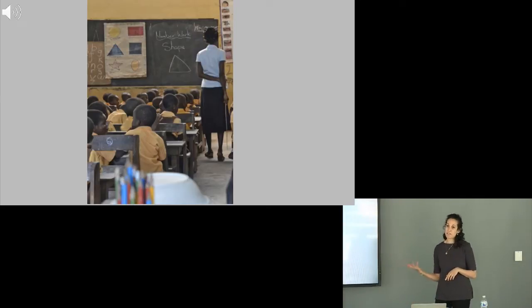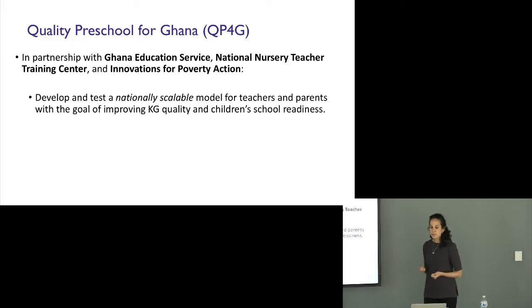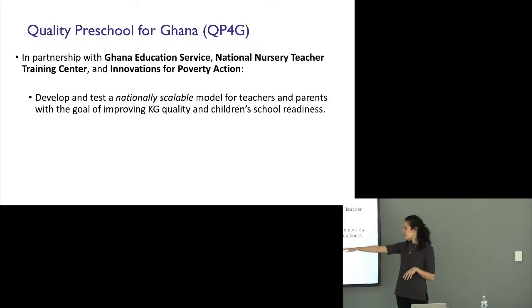So the government had a different vision for the kindergarten sector, and that's where we came in to work with them. We partnered with the Ghana Education Service, the National Nursery Teacher Training Center, which I mentioned is one of the main places in Ghana you would go if you wanted to get training in early childhood education, and Innovations for Poverty Action. We wanted to help them with their 2 key priorities: to develop a model for teachers and also for parents, to raise parental awareness around these new methods, to ultimately improve quality and improve children's school readiness.